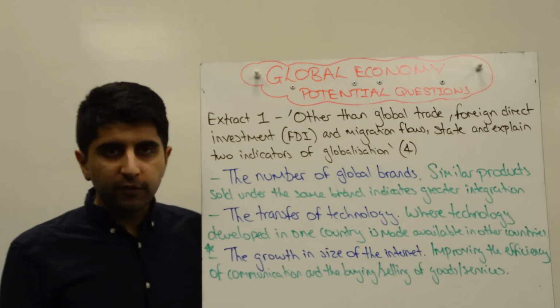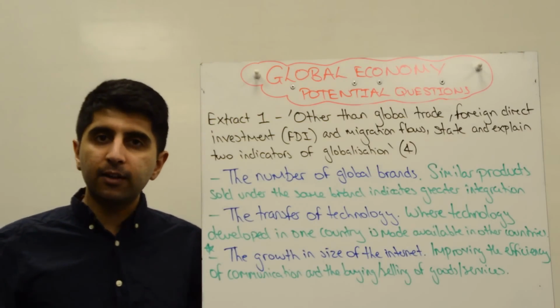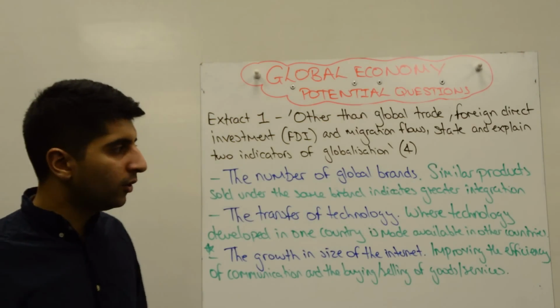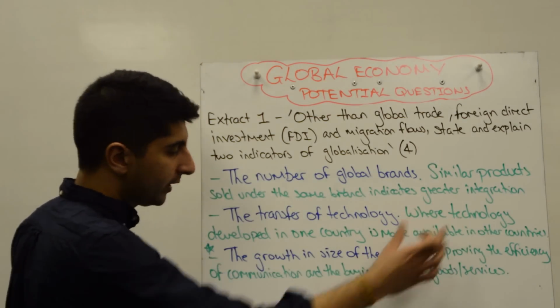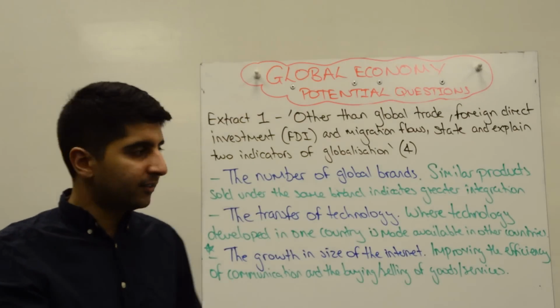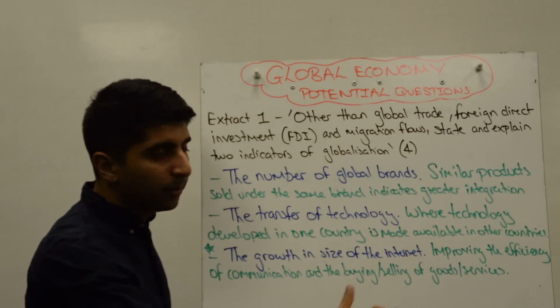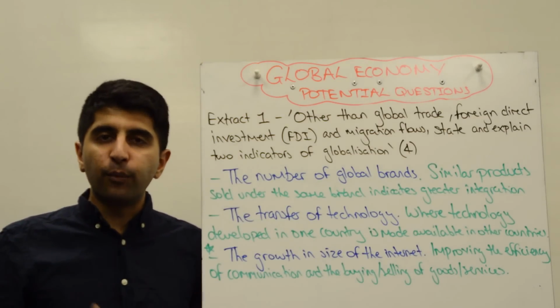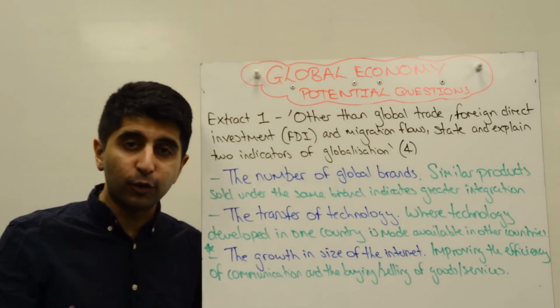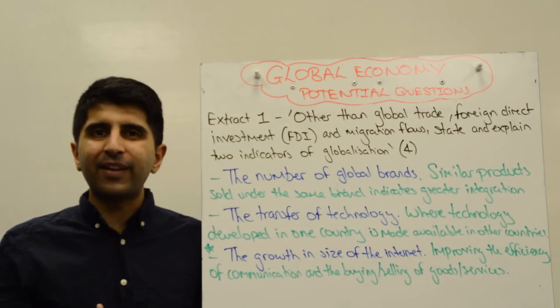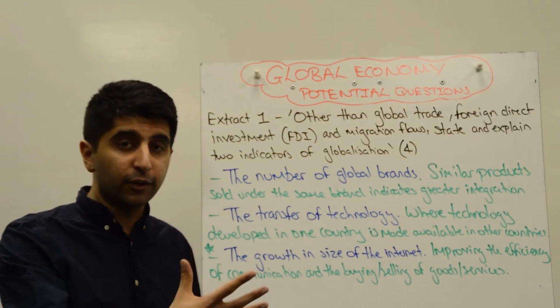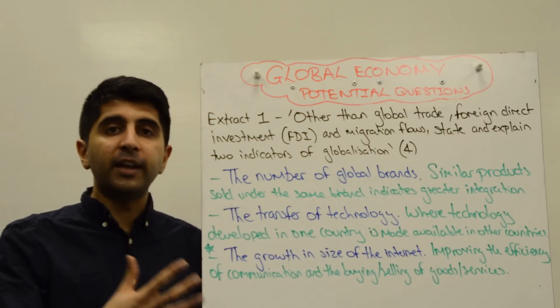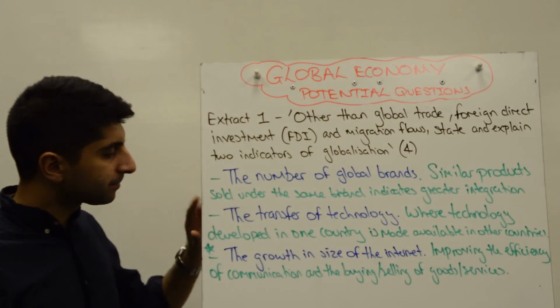The transfer of technology, if that can be measured, that could be a great indicator of globalization. What do we mean by this? Well, this is where technology which is developed and advanced in one country is made available in other countries. Again, a sign of greater integration of the world economy. Technology can spread so quickly and countries can have access to the same technology as other countries where that technology might have been developed in the first place.